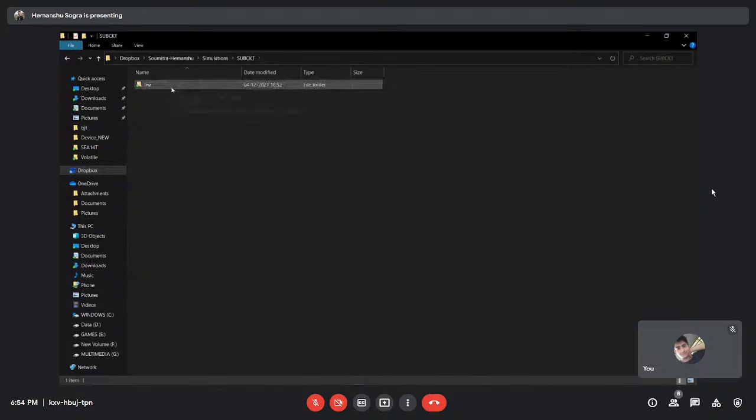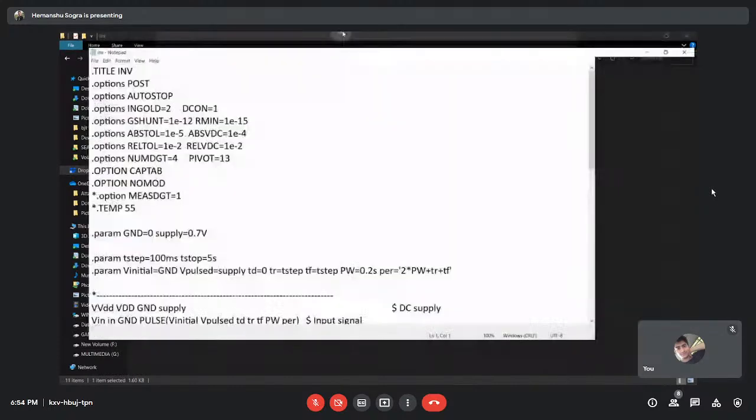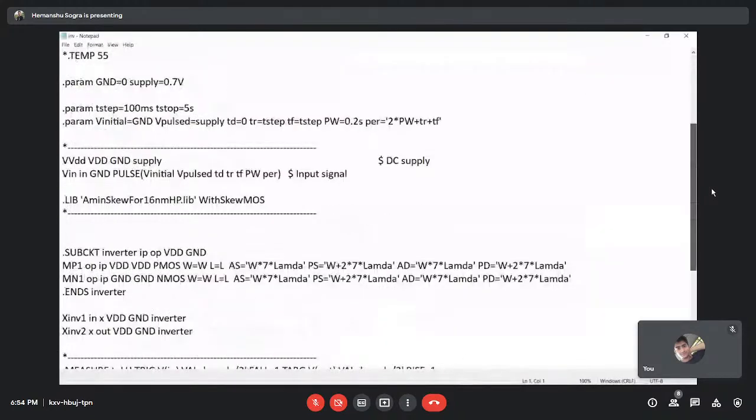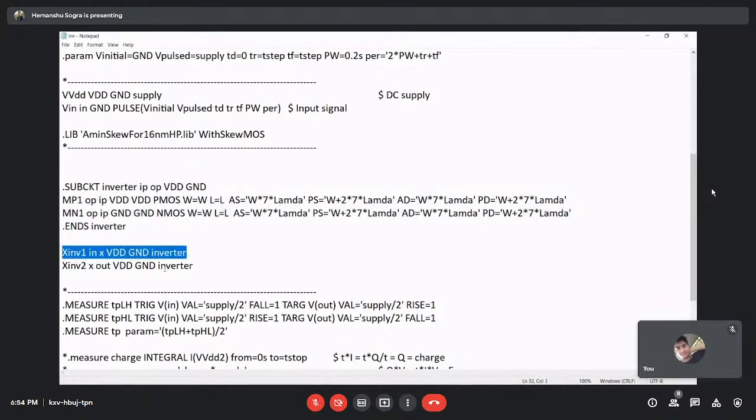Sub-circuit, inverter, INV. Yeah, and we open it. Open the SP file. Go down and check it; you can check it by yourself also. This inverter is a sub-circuit. First we make a sub-circuit of the inverter and then we are calling the inverter. If you see this code, you will understand. In the next line only you are calling it; you cannot see inverter one, inverter two.